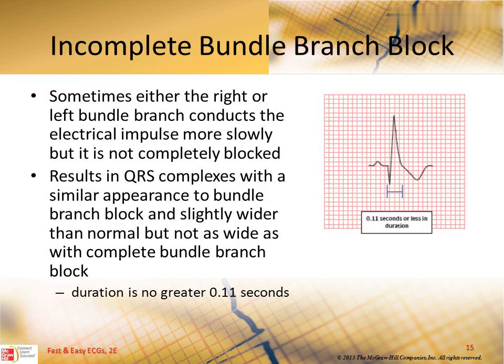Incomplete bundle branch block. Sometimes either the right or left bundle branch conducts the electrical impulse more slowly, but it is not completely blocked. Results in QRS complexes with a similar appearance to bundle branch block and slightly wider than normal but not as wide as with complete bundle branch block. Duration is no greater than 0.11 seconds.